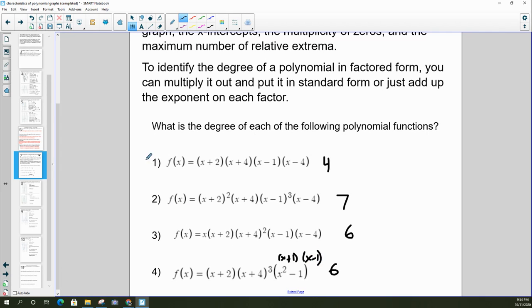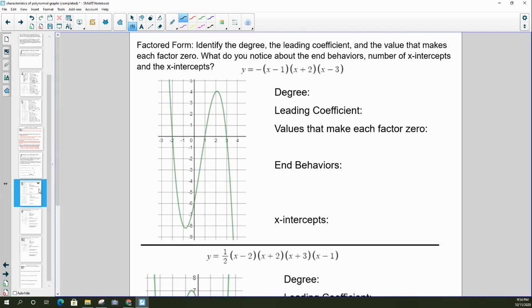So again, how do I find the degree in factored form? You just add up the exponents of each factor. Sometimes the exponents can be on the outside of the parentheses, sometimes they're on the inside, sometimes they're both, okay? But you just have to add up all the exponents. All right, so let's take a look at some graphs of polynomials graphed from factored form and see what we notice.